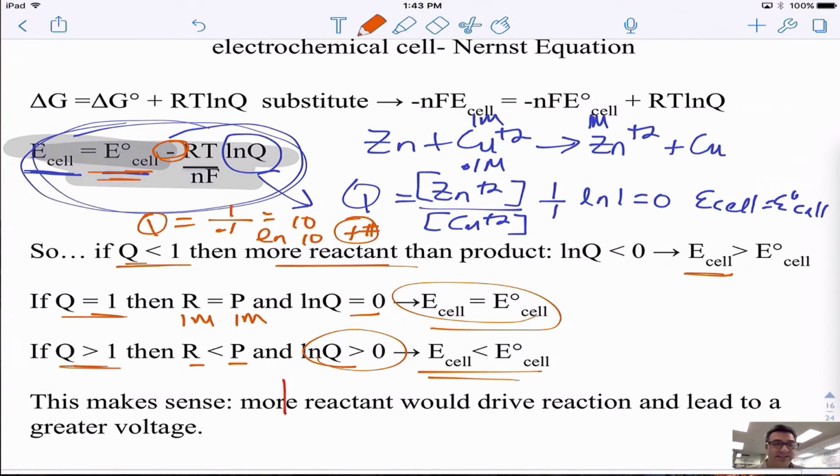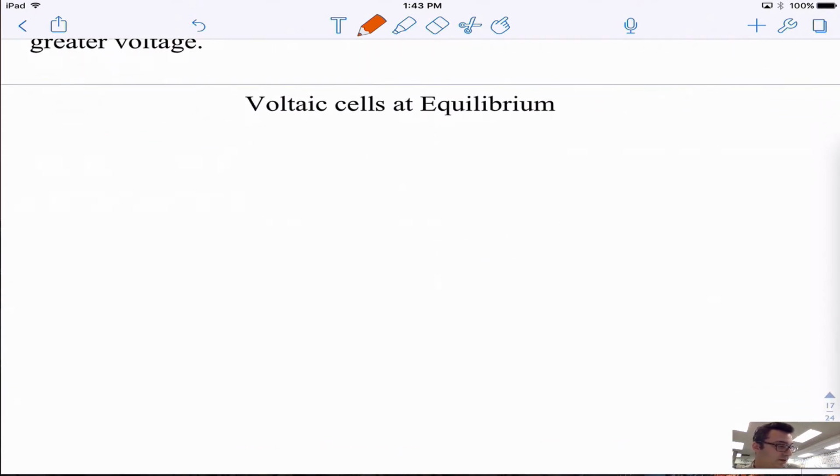Now, they test this concept still on the AP exam, but they don't expect you to know the Nernst equation. My advice to you would be to actually memorize the Nernst equation and know it. And if you know the Nernst equation, then you can plug in values. It's not illegal to use it, it's just not part of the curriculum. Okay. When a voltaic cell reaches equilibrium, basically you have a voltage of 0. And you have a delta G equal to 0. And so at that point, there's no flow of electrons and the system is basically stopped. No work is being done.